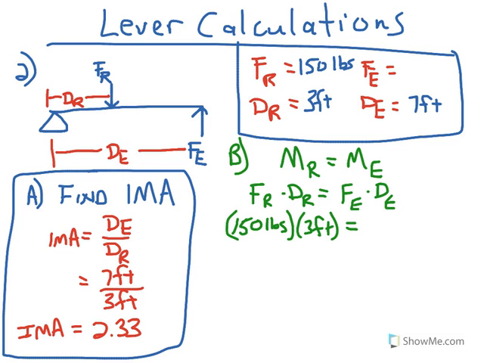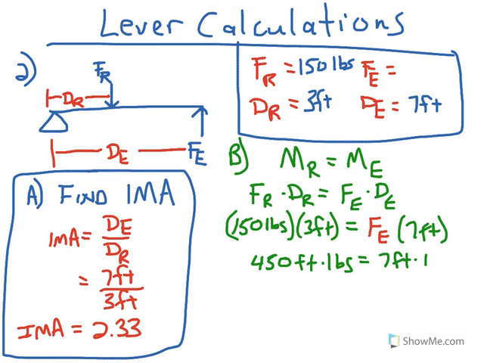Every number that you put into a formula must be labeled. If it's not labeled, then it is not correct. The force of the effort, we do not know. I'm just going to make that red to emphasize it. Distance of the effort is 7 feet. On the left, we can multiply 150 and 3 and get 450 foot-pounds. On the right, typically we put the numbers in front when they're being multiplied times variables, so we have 7 feet times the force of the effort.